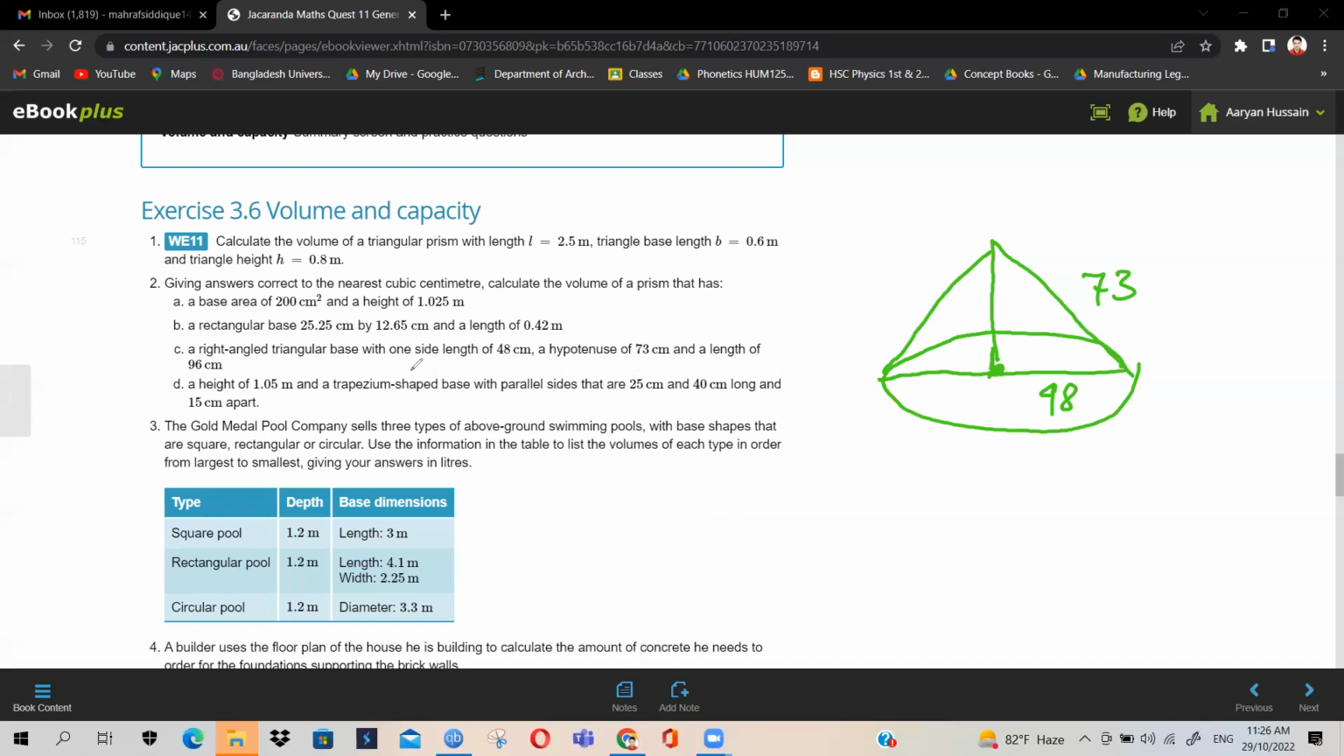So what you have to do is calculate the area of the trapezium, which is 1 upon 2 times the distance between the parallel sides multiplied by the addition of the parallel sides. All right, and then you are given the height as well, so multiply it with the height to get the volume of the trapezium.